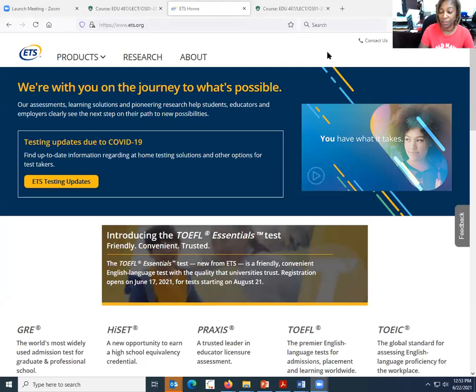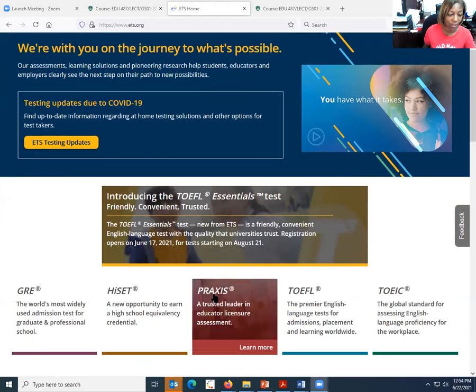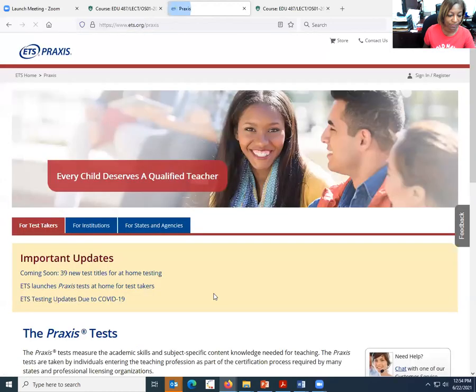In order to get to the website, you will enter www.ets.org, and I hope that you can see my screen. I'm going to make sure that it's shared with you because I'm going to share it again to make sure that it's there. www.ets.org. Once you get to this page, you will click on Praxis.